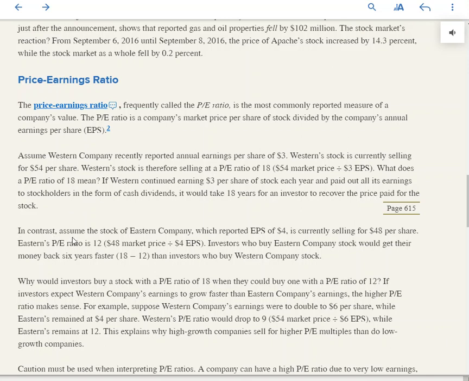So they say, in contrast, assume that the stock of Eastern Company reported earnings per share of $4 and is currently selling for $48 per share. So again, we compute the PE ratio by taking the market price of 48 divided by earnings per share of 4, and we come up with a PE ratio of 12. So investors who buy Eastern Company stock would get their money back 6 years faster than investors who buy Western stock, right? So a PE ratio of 18 at Western versus 12 at Eastern. So if they paid everything out in the form of cash dividends, a higher PE ratio would mean it's going to take longer to recuperate that initial investment.